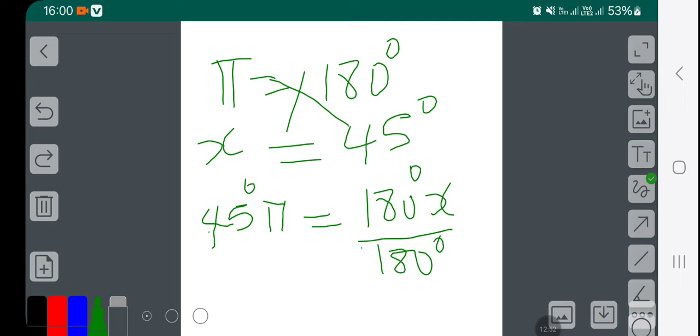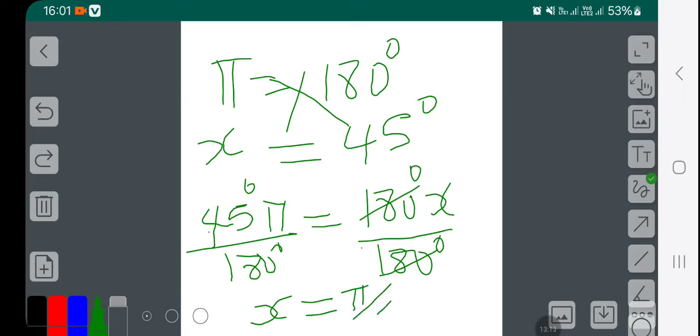So how to find x? Divide by 180 degrees on both sides. The 180 cancels, which means your x, which is in radians, is 45 degrees over 180. What you get here is 1 over 4 pi, which means it's pi over 4. So that will become your angle in radians, which is your argument.